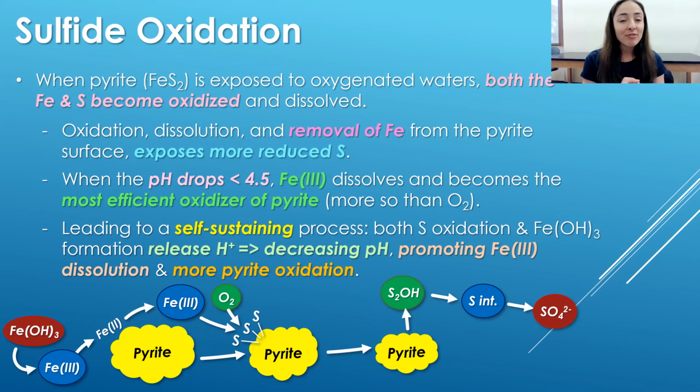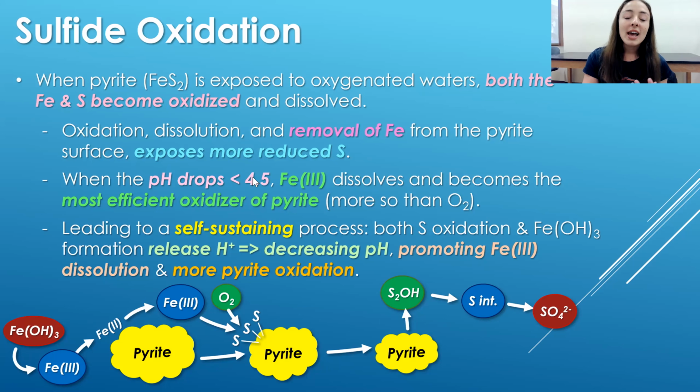But there are two main factors on this slide that make these pyrite oxidation and dissolution mechanisms a self-sustaining cycle. And these two things are, one, that the oxidation, dissolution, and removal of iron from the pyrite surface exposes more reduced sulfur, and this causes the sulfur to become oxidized again, like we showed on the previous slides, exposing more iron, which then becomes oxidized, and so on.